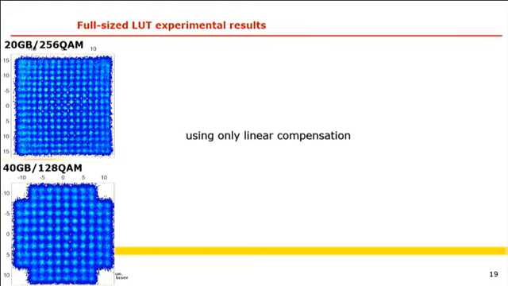So I'm going to present results always for two scenarios. One is 20 gigabaud, 256 QAM, and the other is 40 gigabaud. So first we start with linear compensation only.